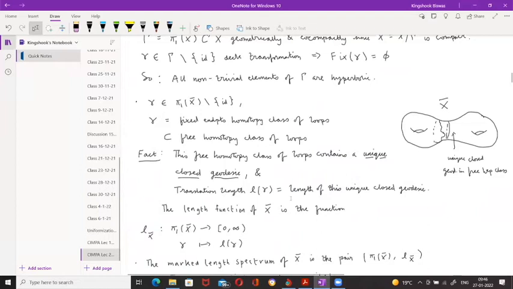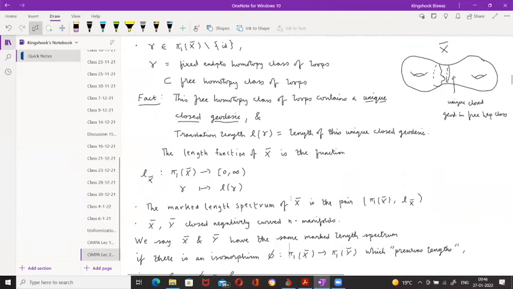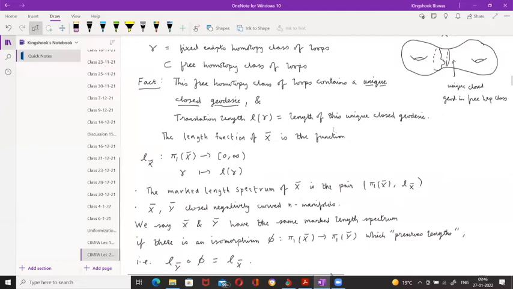Okay, so the translation length can be interpreted as the length of the unique closed geodesic in the free homotopy class of a given element of the fundamental group. So this defines what's called the length function of X bar. This is a function L_X bar from the fundamental group to [0, infinity), which maps gamma to the length of gamma. All right.